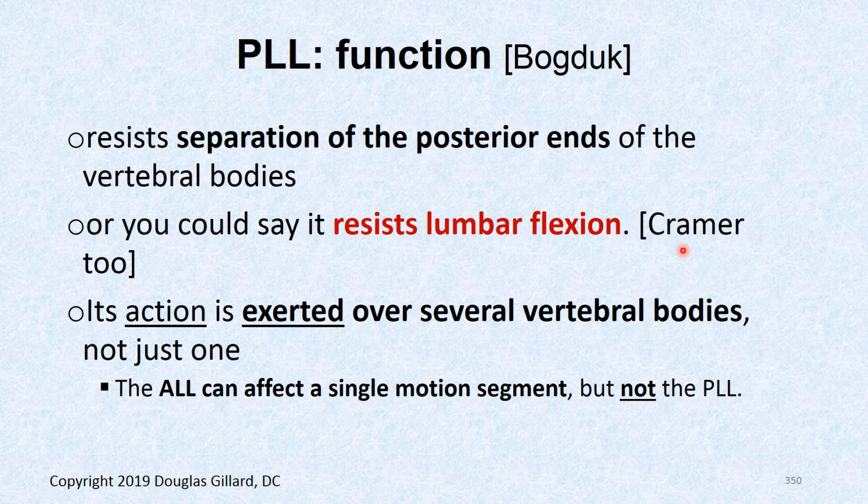What does the PLL do? It resists separation, just the opposite of the ALL. It resists separation of the posterior ends. So axial distraction is resisted on the posterior side, but it's better to say it resists lumbar flexion. If you bend forward, it's going to pull tight and resist flexion. Because of the multiple fibers, its action is exerted over several vertebral bodies.